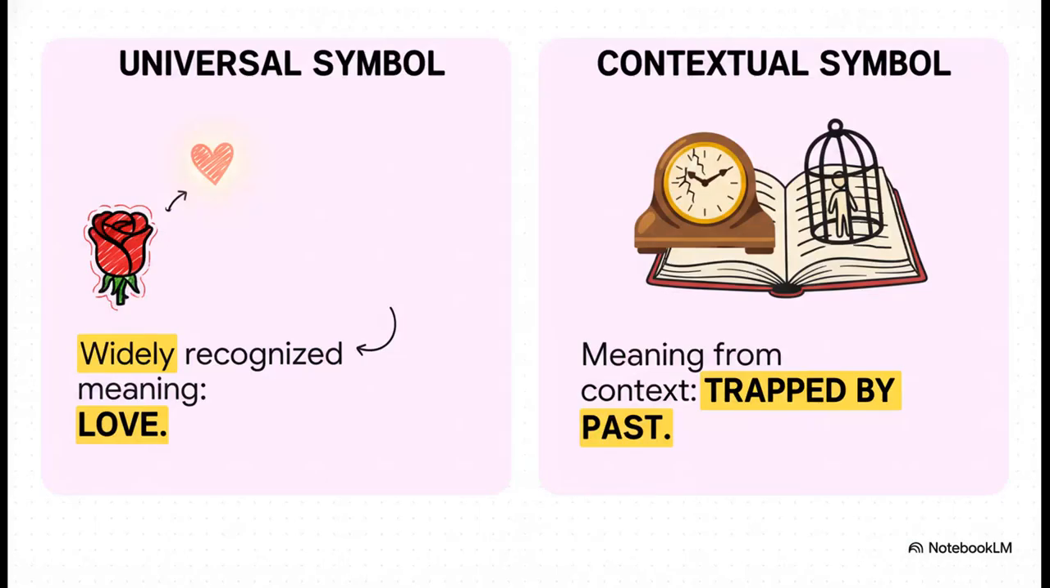And that just adds another layer of difficulty. Some symbols are easy, right? A red rose pretty much always means love, but a lot of the time symbols are purely contextual. A broken clock in a story could just be a broken clock, or it could be a powerful symbol for a character who's completely stuck in the past. Our first job is figuring out which is which.